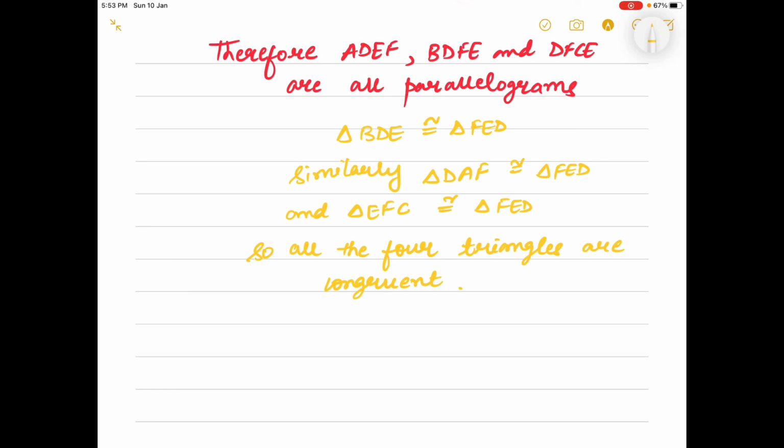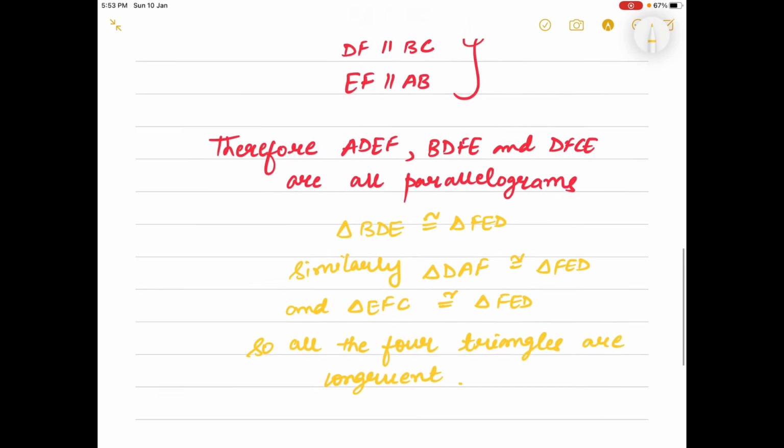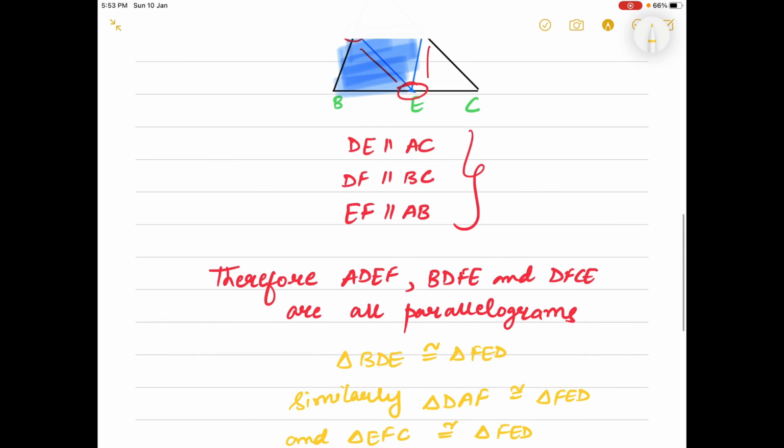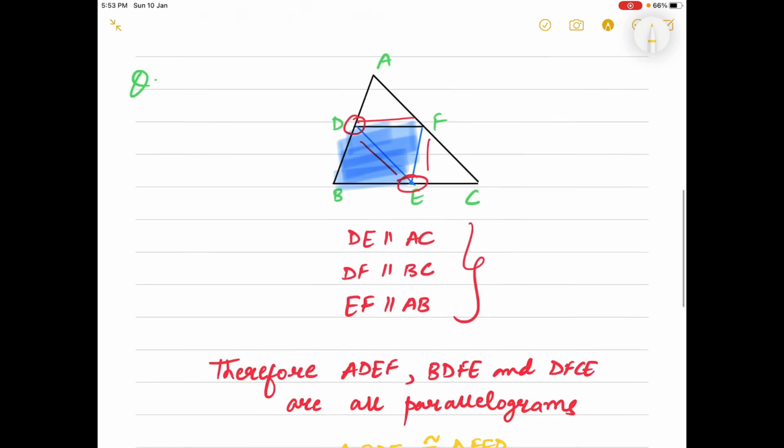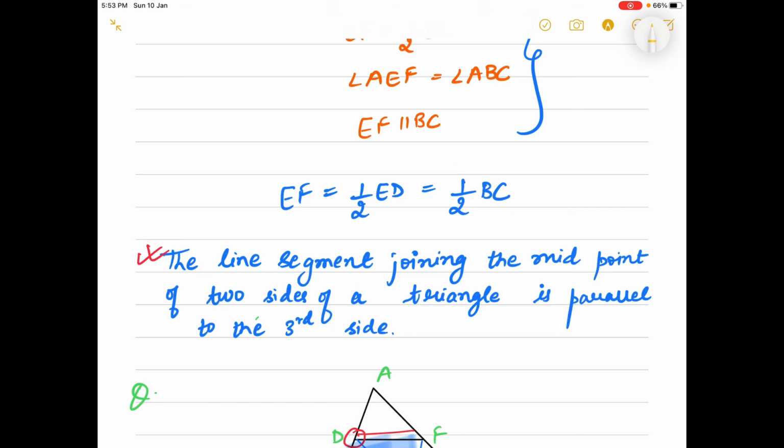So you have to solve these type of questions at home and also in your exam by this method only, and we are going to continue from this point in our next video. Till then, you have to practice all the different types of questions given in your textbook based on the midpoint theorem in order to understand this midpoint theorem in a better manner.